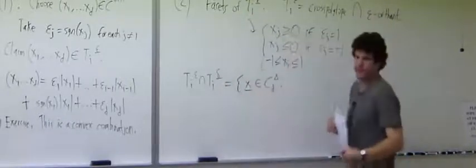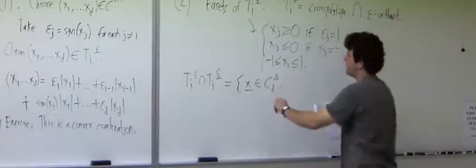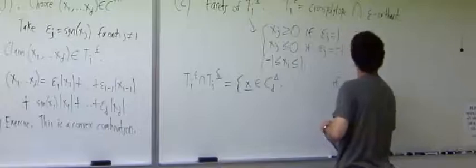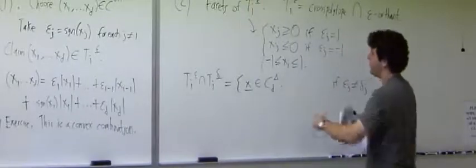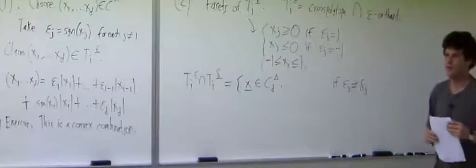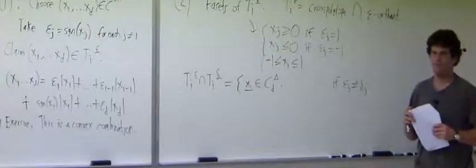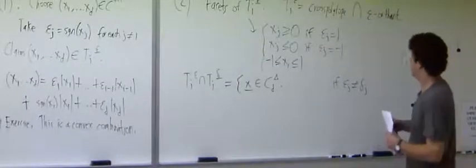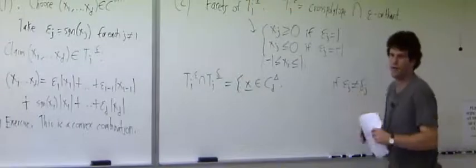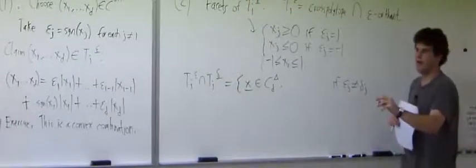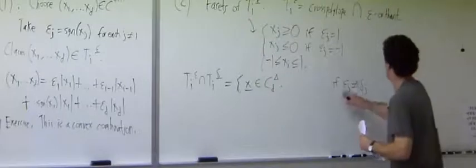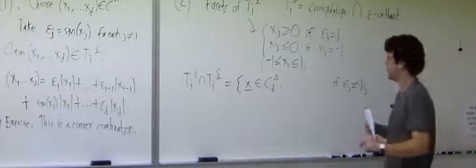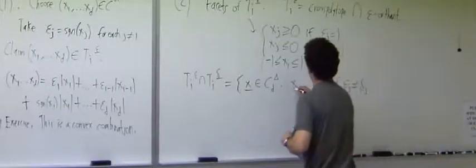Well, if the signs are different, suppose epsilon j doesn't equal delta j. Then what do we know about the jth coordinate of any point that's in both of these simplices? It has to be 0, right? Because if epsilon j is plus 1, that's saying the jth coordinate better be positive, or at least non-negative. And if delta j is minus 1, that means the jth coordinate had better be non-positive. So the constraint is going to be exactly that xj equals 0 in that case.